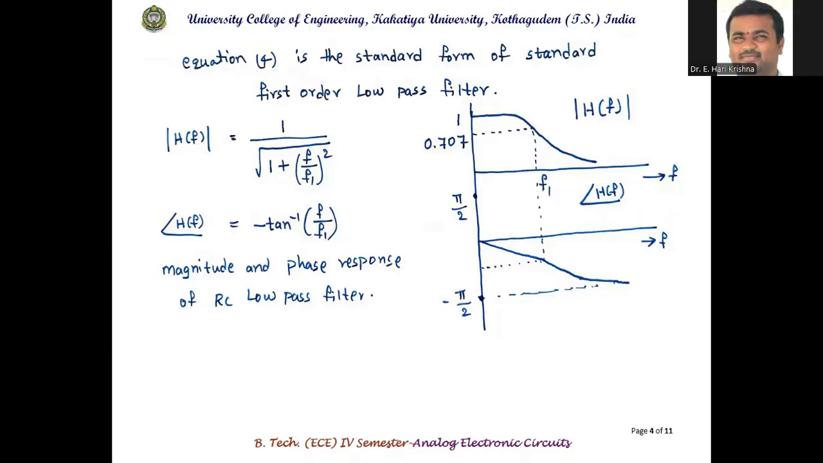We can see here the two plots. The first one indicating the magnitude response, second one is indicating the phase response. In this equation, if you substitute f is equal to 0, the magnitude becomes 1. And if you go on substituting f value, it gives a response like this. So at f is equal to f1, 1 by under root of 1 plus 1 whole square, 1 plus 1 is 2, 1 by root 2. The value is 0.707. And as you go on substituting the value, it gives diminishing response and it leads to 0 at f is equal to infinity.